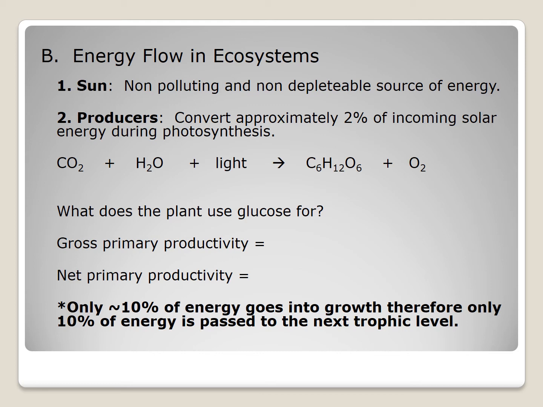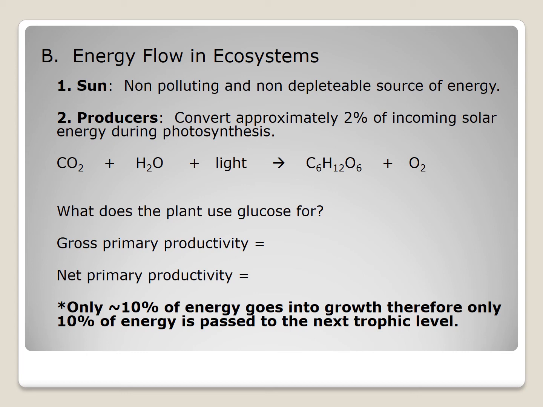All right, there's only going to be so much left over to go into its biomass, into its growth. Only the net, what's left over, can be passed on to the next trophic level, that primary consumer. We estimate that only about 10% of energy goes into the growth of the plant. Therefore, only 10% of energy is passed to the next trophic level.